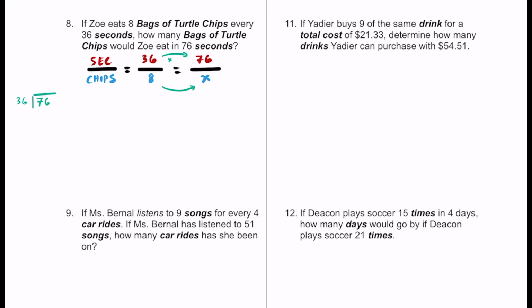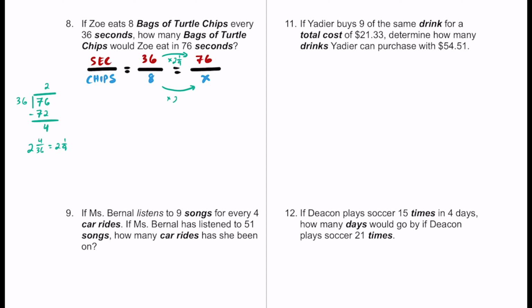So 36 is going to fit into 76 2 times, because I know 36 times 2 is 72. Now we're going to have a remainder of 4. Now I do know that if you keep on going here, it's going to end up being a repeating decimal, and that's not very nice. So we can say that this is going to be 2 and 4/36. And we can also simplify this and say this is going to be 2 and 1/9 if you turn it into the most simplified version here. So if we multiply this by 2 and 1/9, that is how we get from 36 over to 76.